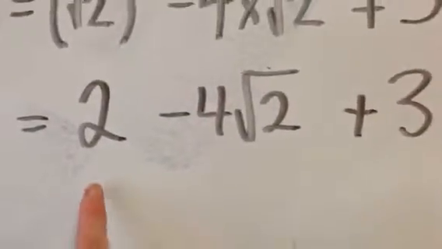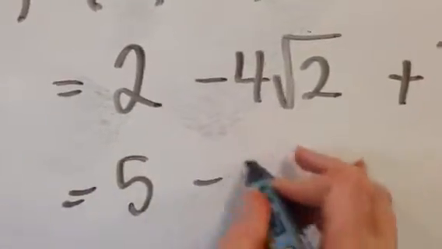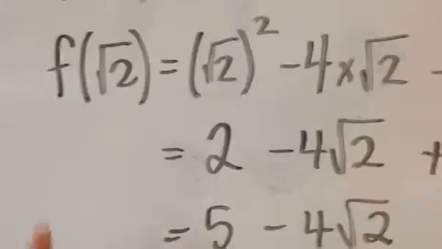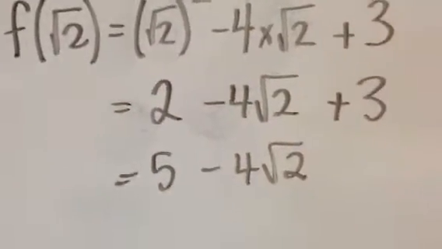And now we need to collect like terms. So we actually have 2 plus 3. We get 5 minus 4√2. And that's when the function is f(√2), we get 5 minus 4√2.